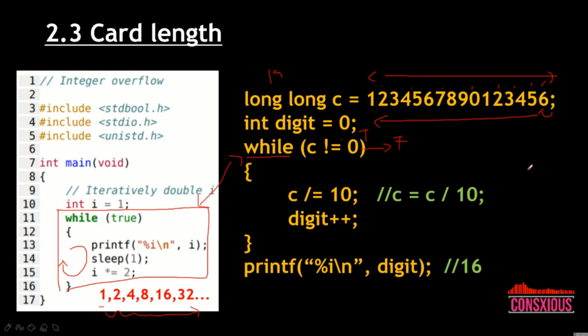Initially the digit is 0, so the digit will become 1 for one loop. After it goes to the second loop, it will become 2. Then go to 3, it becomes 3. Go to 4, it becomes 4. Then we calculate here, and we will find that there are 16 loops here. I mean 16 digits here. So we just print it out and you can see it's 16. So this is how we find the card length.